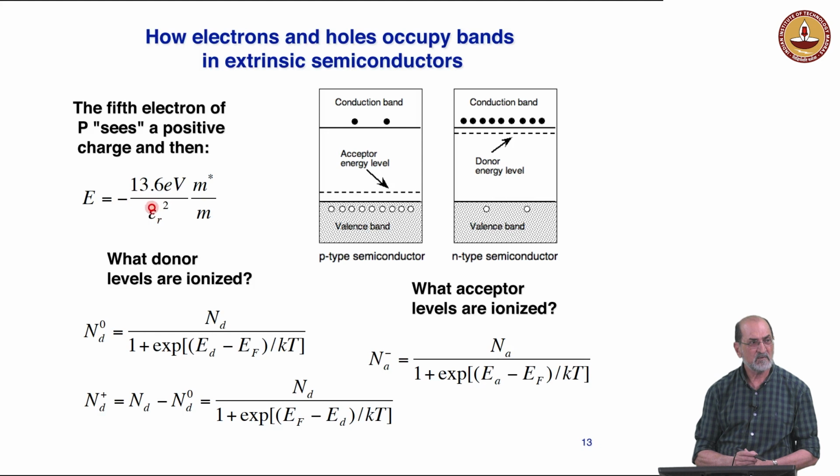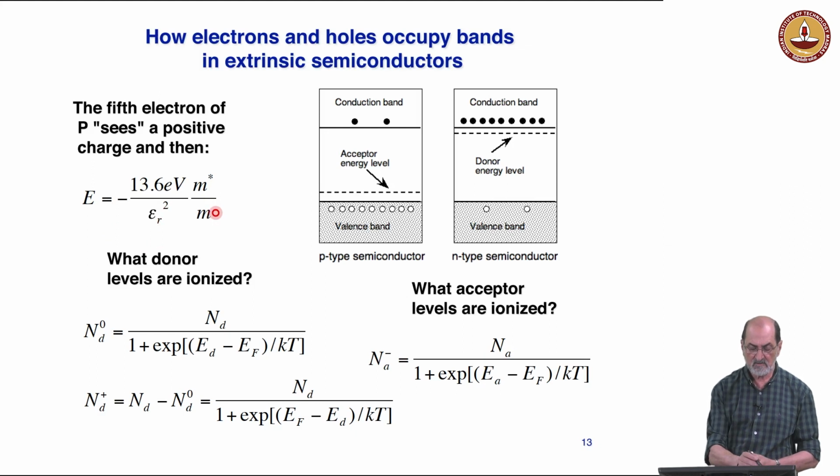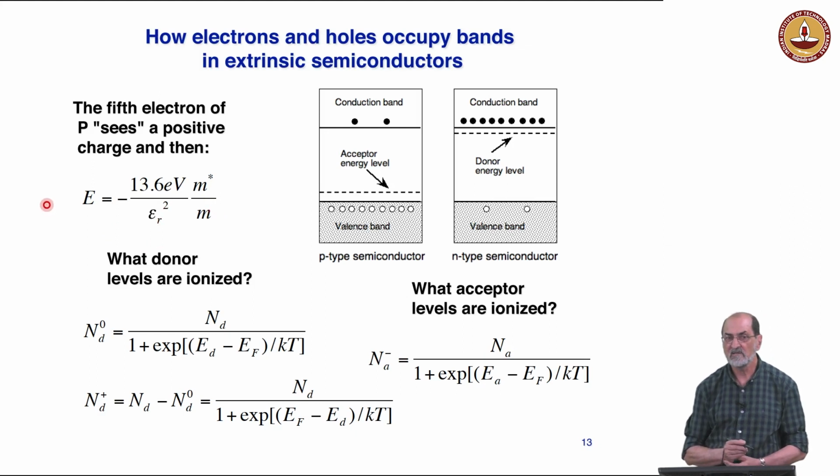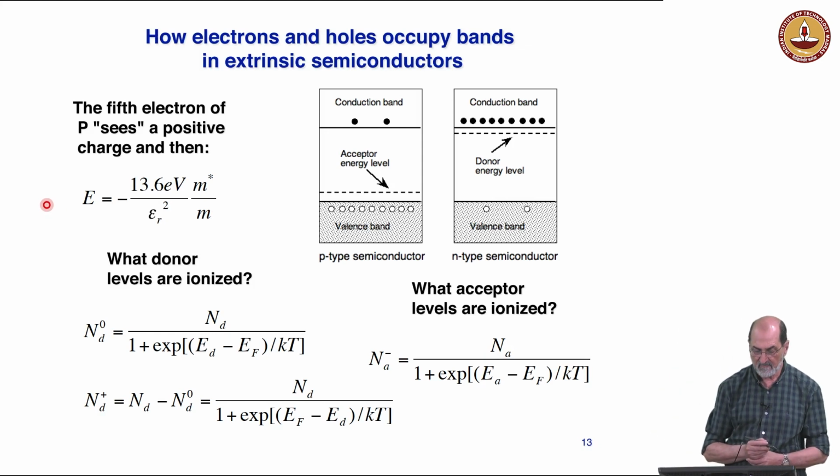But for example, in silicon, the permittivity is in the order of 13, so we have 13 squared, which is almost 200, and the effective mass ratio also is smaller than 1. So eventually the energy of the first level of this hydrogenic atom is quite low.